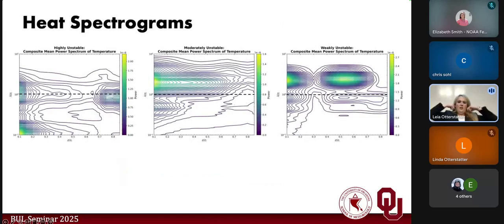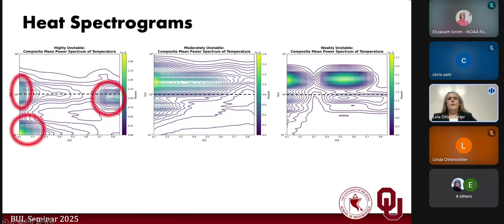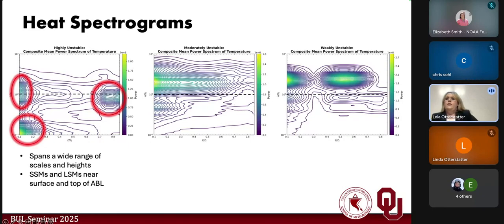So now let's take a look at the temperature spectrograms. So I have added that line in for you for each one of those plots. So starting with the left, this is highly unstable cases, and this is a composite mean for those cases. So temperature variance is broadly distributed across a wide range of scales and heights with significant energy at large and small scales, you can see there. So you can see it's closer to the bottom of the boundary layer.